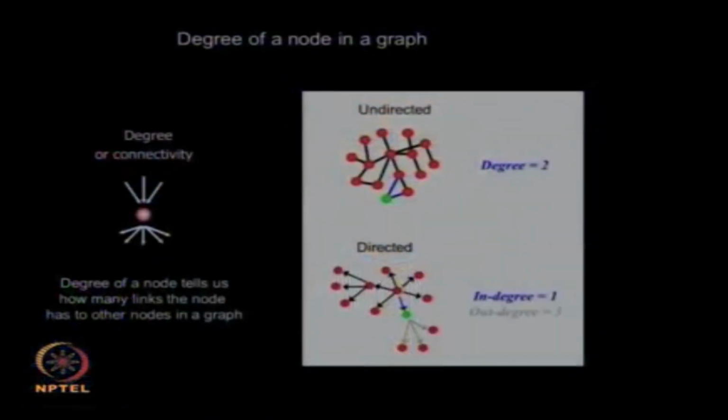For instance, if you are studying the degree of a node in the case of an undirected network, such as in the example shown on the top, the node that is shown in fluorescent color has a degree equal to 2.